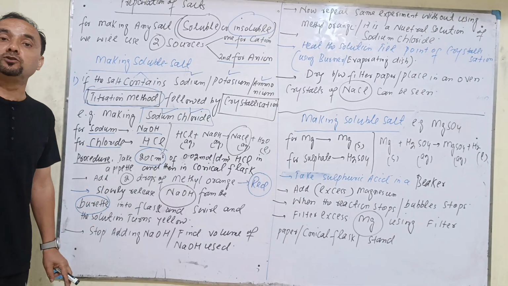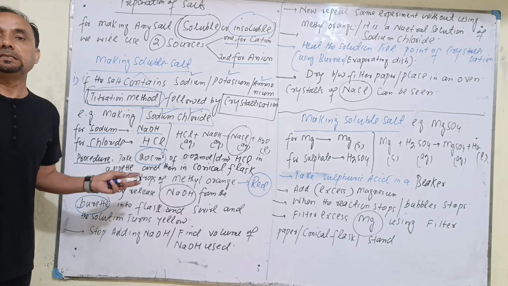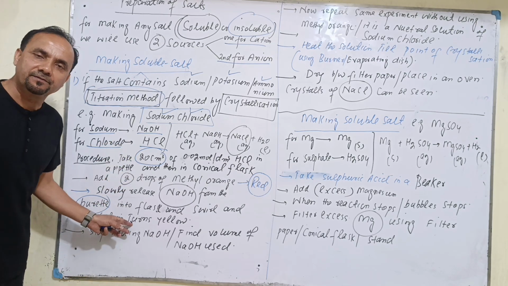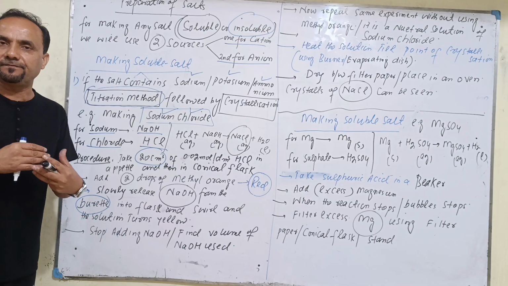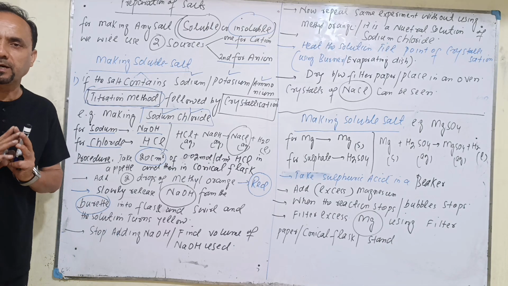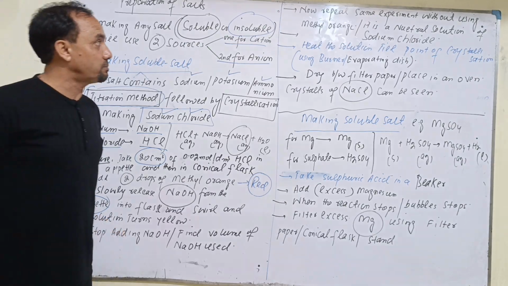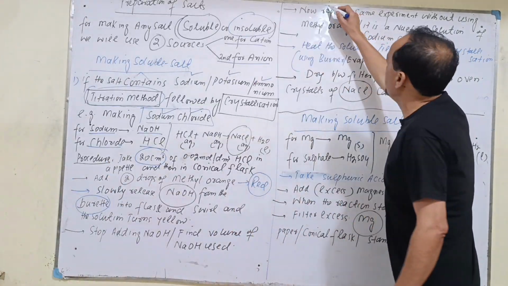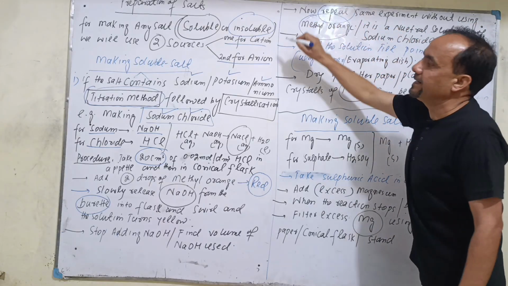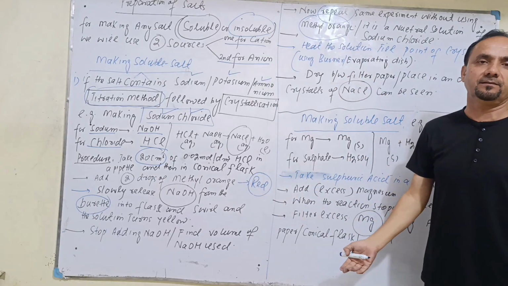Now find the volume of sodium hydroxide used. You have noted the initial reading of the burette, now note the final reading of the burette. Now find the difference. That will confirm how much sodium hydroxide has been used. Now repeat this experiment without using the indicator, because why have we used the indicator?